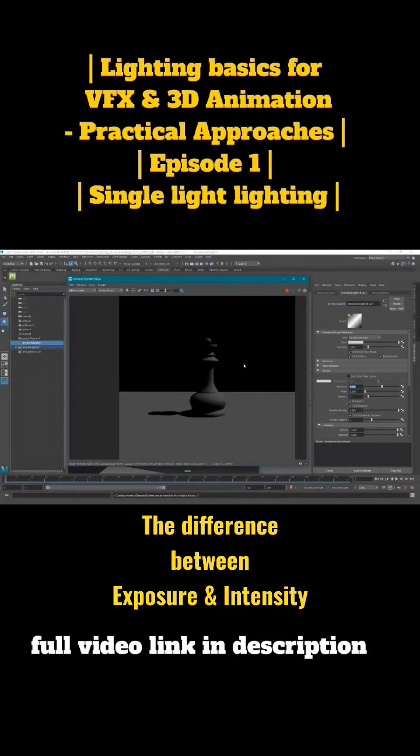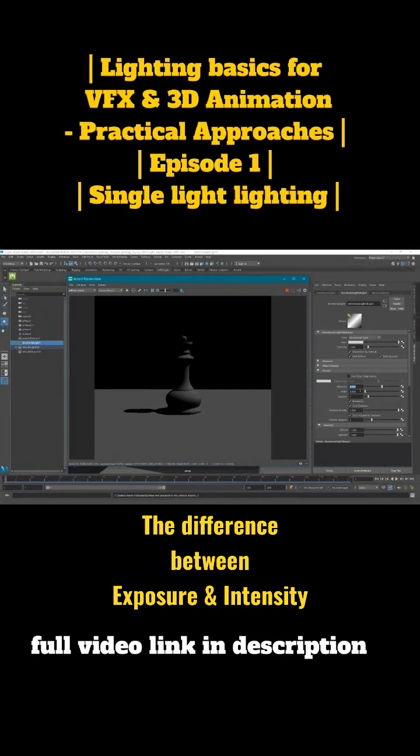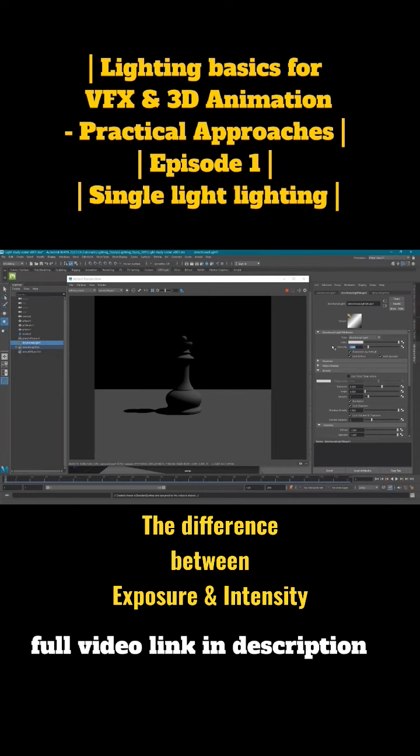So exposure is a term which is widely used in photography, and intensity and exposure don't work the same way. Intensity is a linear value and exposure is an exponent value, which means when I change the intensity from 1 to 2, the difference is 1, and from 2 to 3, again the difference is 1. But when it comes to exposure, the difference between 0 exposure and 1 is double the intensity, and then from 1 exposure to 2 is again double the intensity, and from 2 to 3 again the light gets doubled.